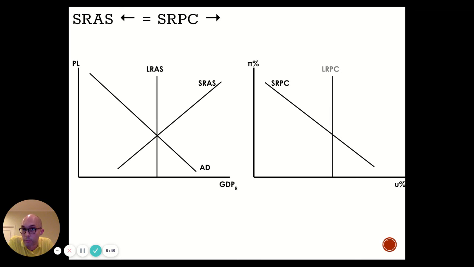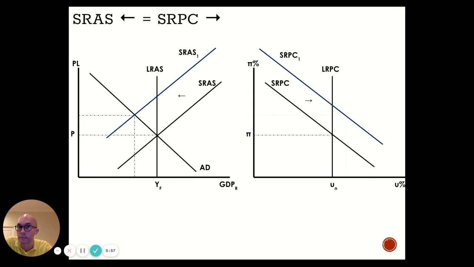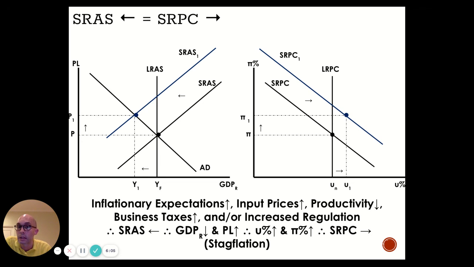In this case, we're starting at full employment equilibrium on the left-hand side in AS/AD land. For whatever reason, SRAS were to shift left. You'll notice it's mirrored in the Phillips curve. SRPC shifts right. And again, they mirror each other. SRAS shifting left causes the price level to increase. It causes unemployment to increase, or employment to decrease. We go from YFE to Y1. And then SRPC shifts to the right. We end up with higher inflation, and we also end up with more unemployment.